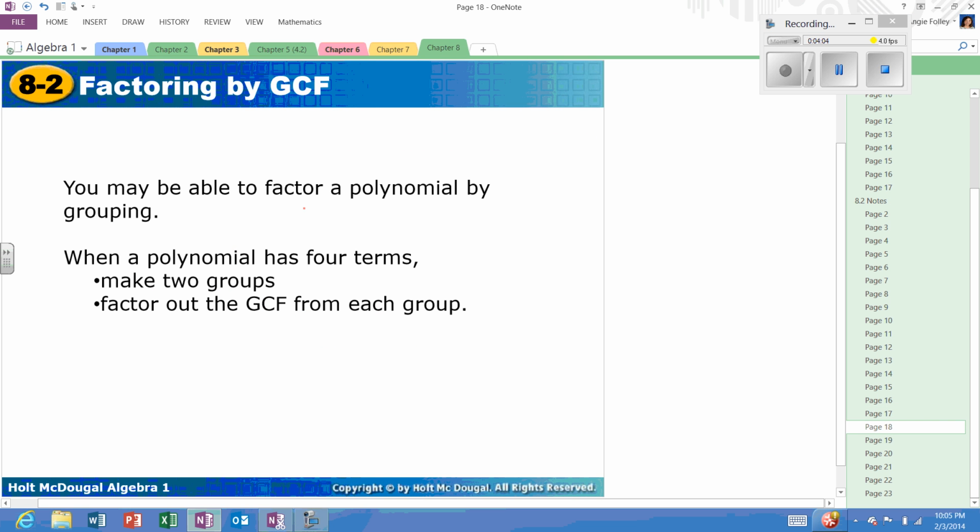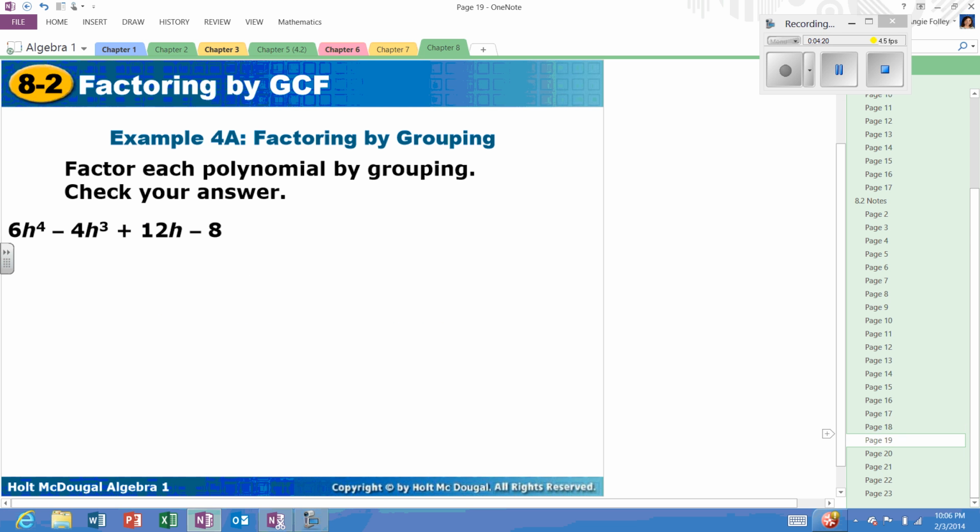You may be able to factor a polynomial by grouping. So when a polynomial has 4 terms, what you're going to do is you're going to make 2 groups. One group has 2 terms, and the other group has 2 terms. And then you're going to factor out the greatest common factor from each group. So let me show you what I mean. Okay, so if we have this polynomial here with 4 terms, what we want to do is we want to group them like this. So we're going to have 6h to the 4th minus 4h to the 3rd.